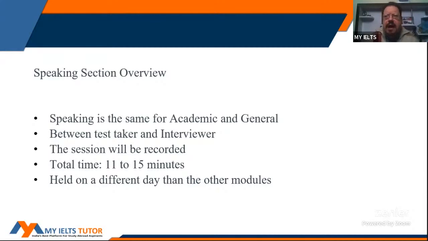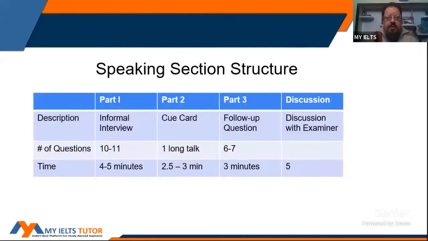Now, the total time is 11 to 15 minutes, and it's held on a different day than the other modules. So when you do reading, listening, and writing, that's on one day, and on another day, the speaking portion of the test is scheduled.